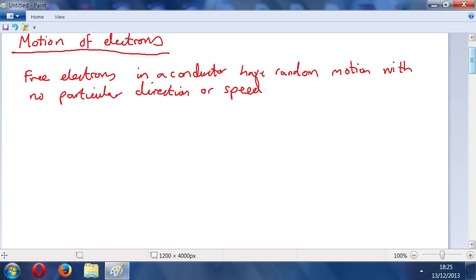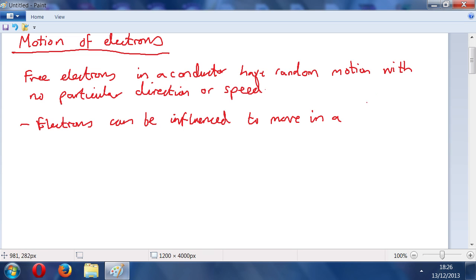And we know that electrons can be influenced, or controlled perhaps, to move in a coordinated manner through a conductive material.